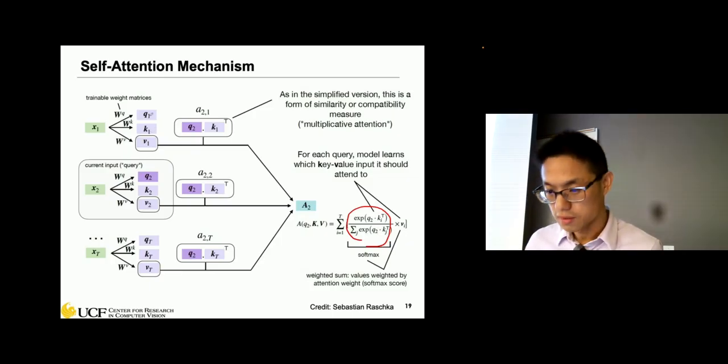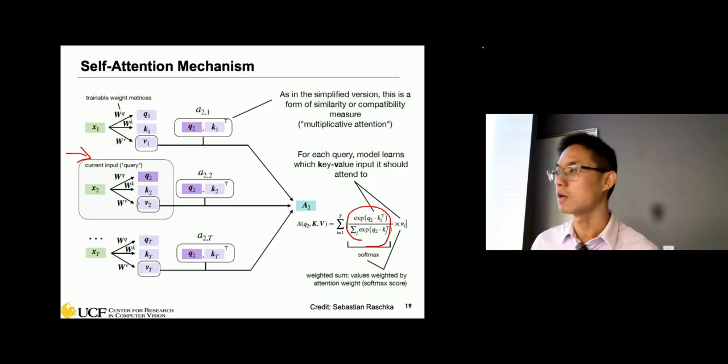Now, for each of these inputs, we basically generate 3 different vectors, okay? The next step is we want to compute the dot product. So let's look at maybe x2. I highlight with this box right here. This is our current position or input, so this is our query. Here we are using Q2 as our query.